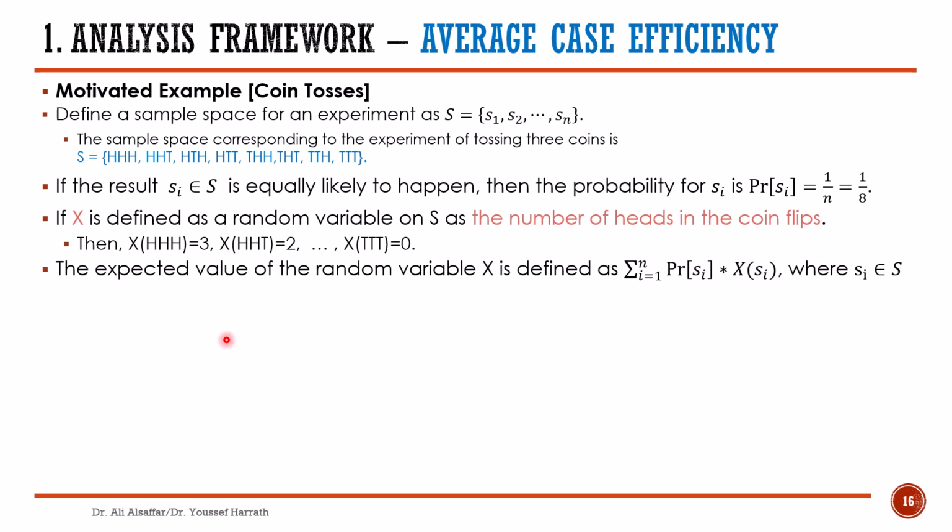To compute the expected value of the random variable X, you need to compute the sum of all products of the probability and the value of the random variable X for each element in the sample space. This is denoted by the summation of the product Pr of Si, which is the probability of the outcome Si, by X of Si, which is the value of the random variable of the outcome Si, where n is the number of elements or outcomes in the sample space S.